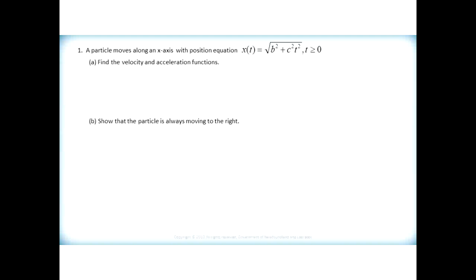So here's one more. It says a particle moves along an x-axis with that position equation. So we have to do two things. Find the velocity and acceleration functions, so just taking some derivatives, and then show that the particle is always moving to the right. So let's get those derivatives out of the way first.